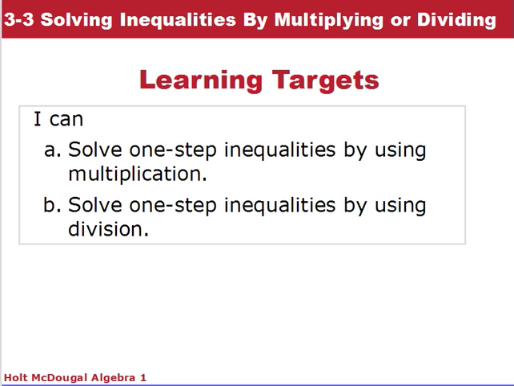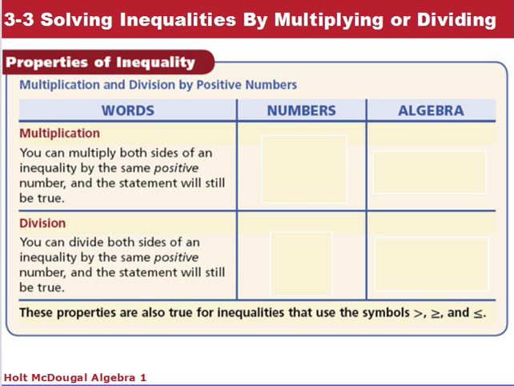Today we have two learning targets. The first one: I can solve one-step inequalities by using multiplication, and I can solve one-step inequalities using division. Let's look at the properties of an inequality. Using multiplication and division by positive numbers is what we're going to start with. When we're multiplying both sides by the same positive number, our inequality should remain true, and the same with division.